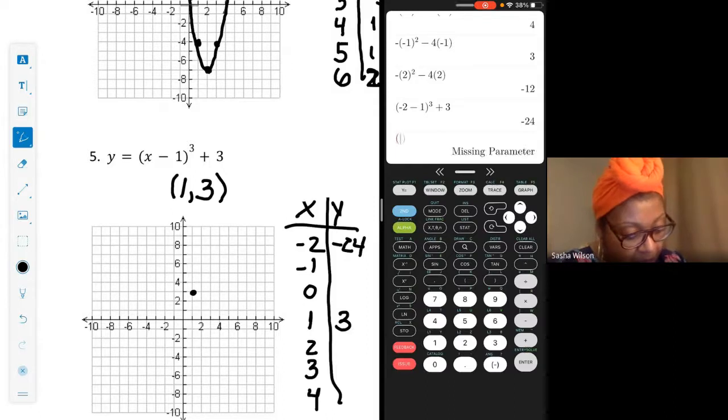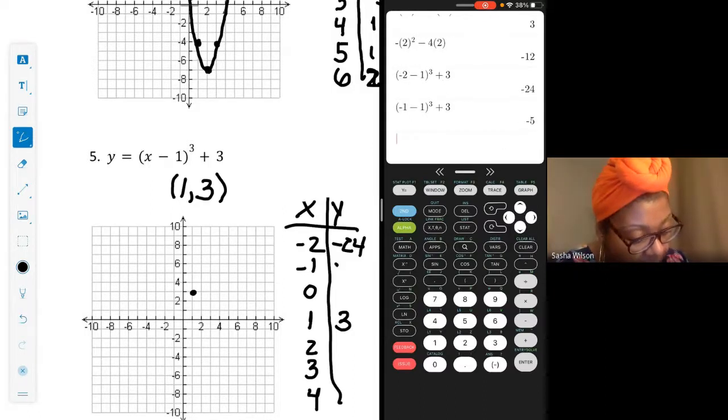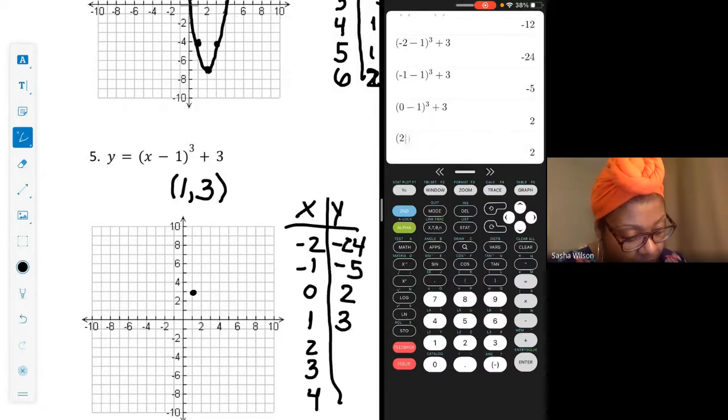Then I'm going to do negative 1. And because it's cubed, we're going to want to plug in every number just to make sure we are accurate. And I get negative 5. 0 minus 1 cubed plus 3. And I get 2. 2 minus 1 cubed. And I get 4.